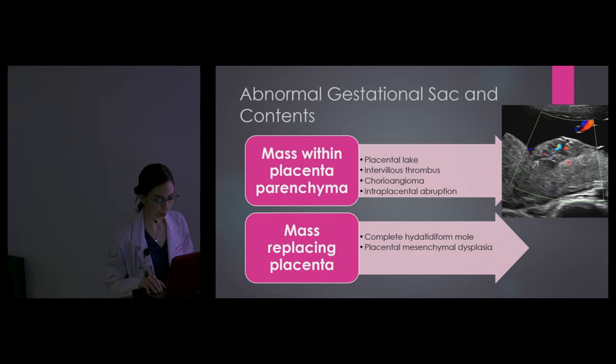And the chorangioma is a benign vascular placental tumor. The common location is on the fetal side of the placenta near the cord insertion site. The ultrasound features will be a well-defined mass that is generally hypoechoic with variable amount of blood flow, using the color Doppler to assess vascularity.